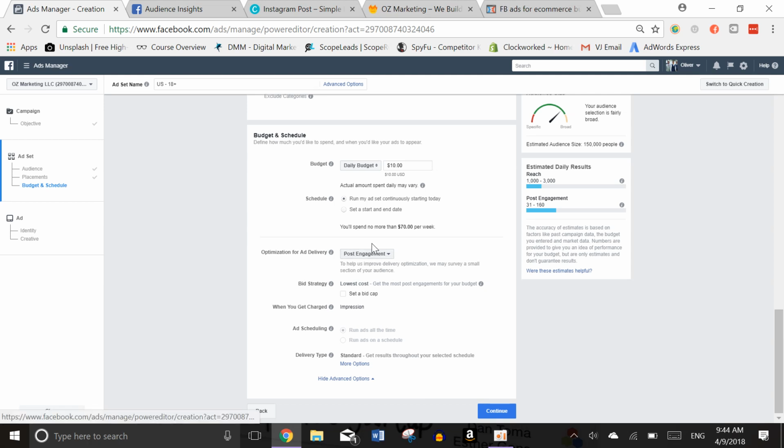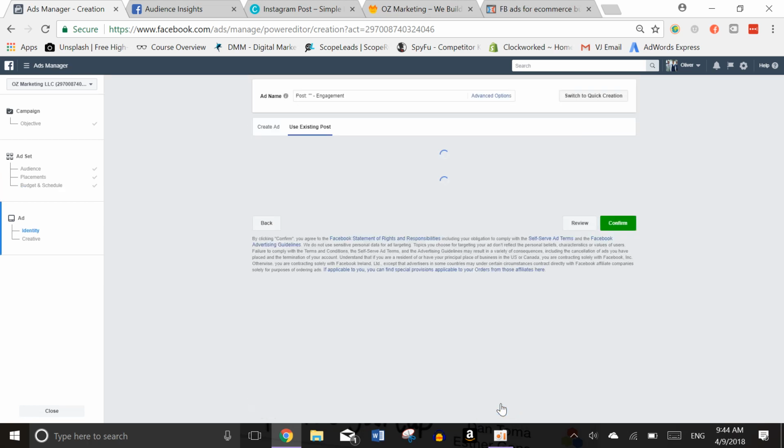So post engagements, that's what I'm doing. Bid strategy, lowest cost. You can set a bid cap, so you can say I only want to pay, say, $1 per engagement. I only want to pay maximum $2. Facebook is never going to make you pay for a higher post engagement rate. Of course, engagement rates are never going to be higher than $1. And if they are, you should definitely kill your ad, because my ads usually have maximum like 10 cents per engagement, and even then I would kill it. So make sure you have a good engagement rate.